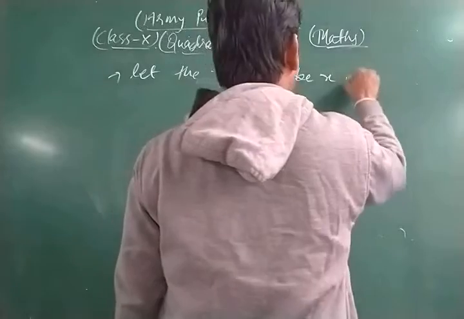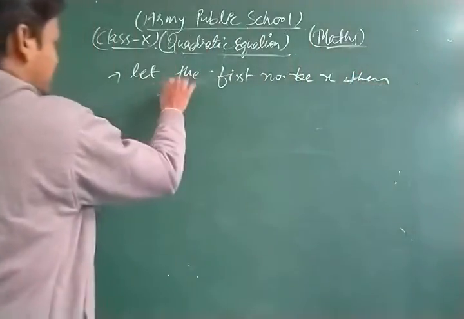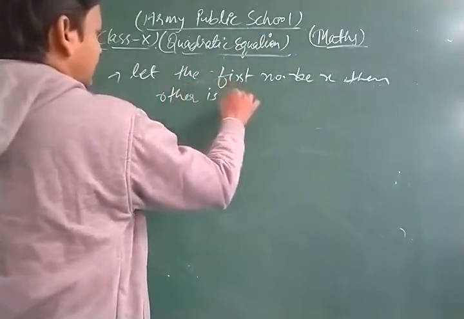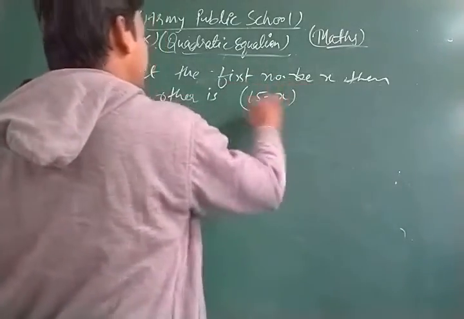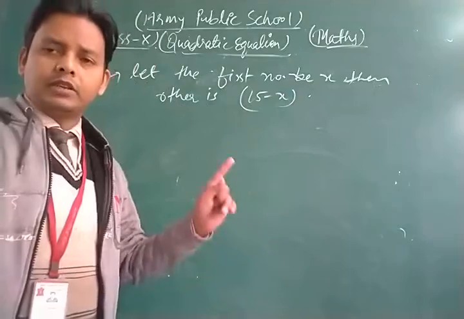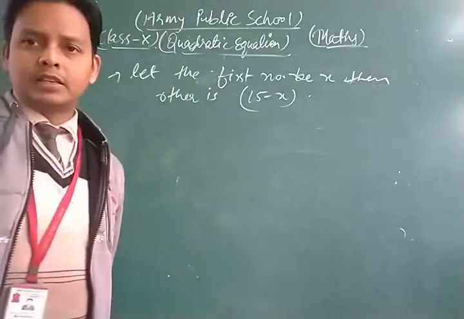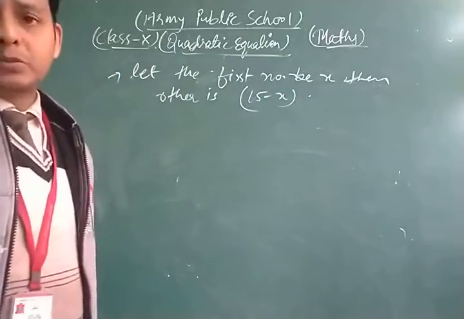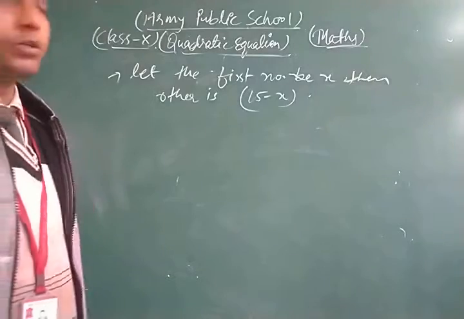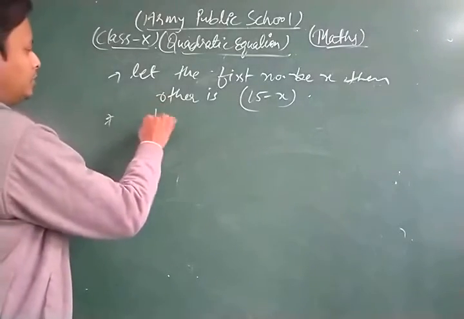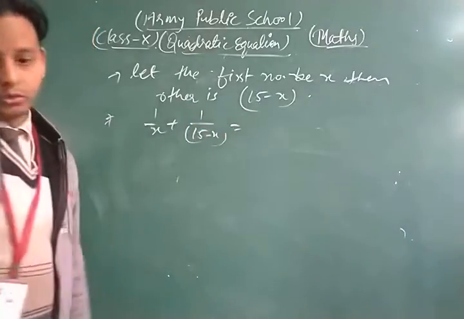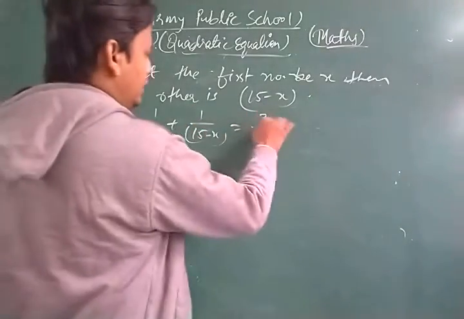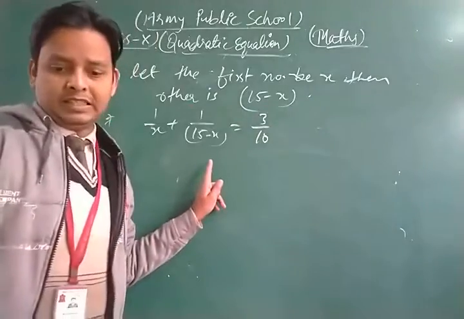So let the first number be x. Since the sum of the numbers is 15, the other is 15 minus x, because the two numbers are there, one taken as x, the other is 15 minus x. Now the sum of their reciprocals is given as 3 by 10, so according to the question, 1 upon x plus 1 upon 15 minus x is equal to 3 by 10. This is the condition.